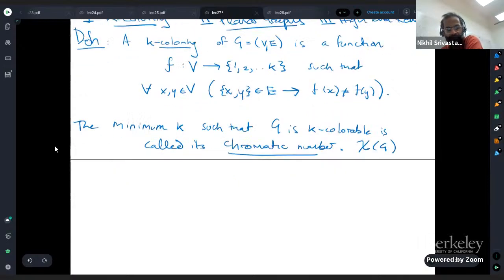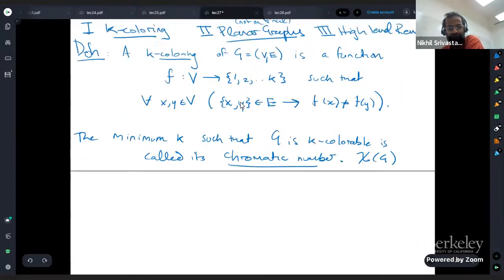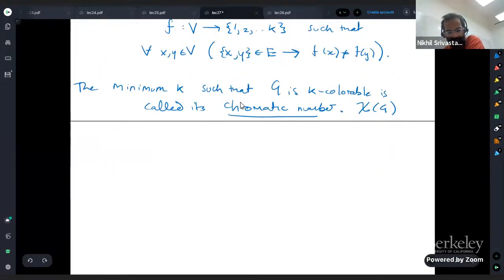And what I want to do in this lecture is prove a nice, quite useful theorem about how k-colorability, how the chromatic number, is related to the degrees of the vertices in the graph. So here's the theorem I want to prove.